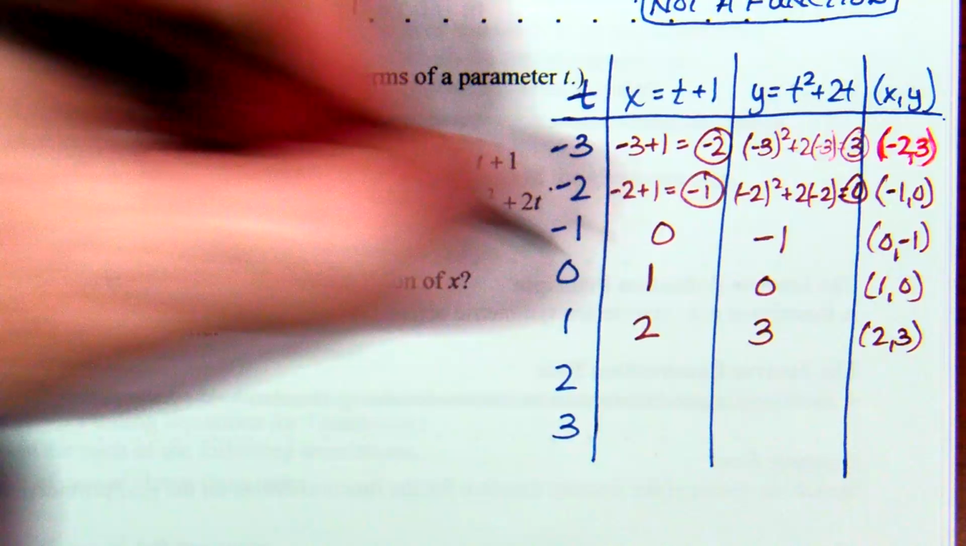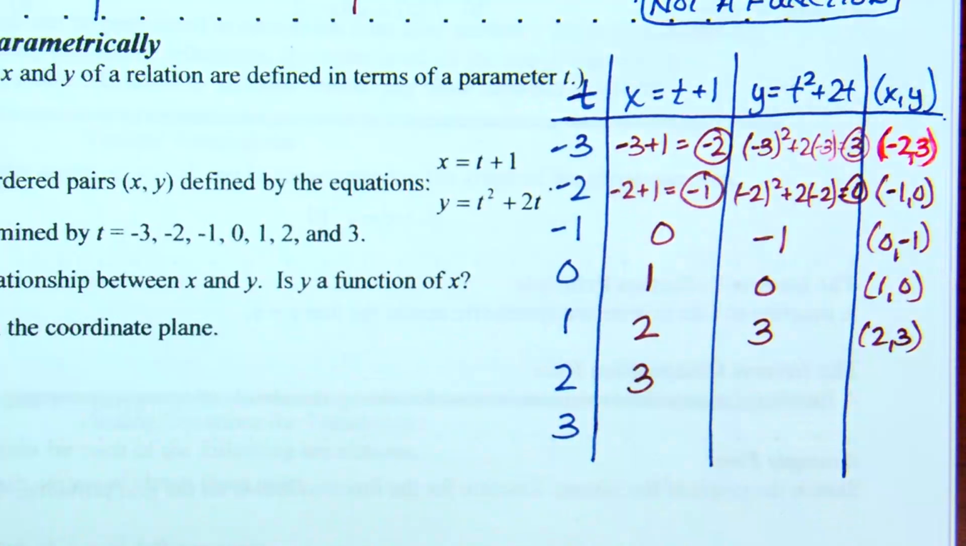Plug in 2. 2 plus 1? 3. Oh my God. I'm done. Plug in 2 on the y. 2 squared plus 2 times 2? 4 plus 4 is 8. So ordered pair of? 3, 8.